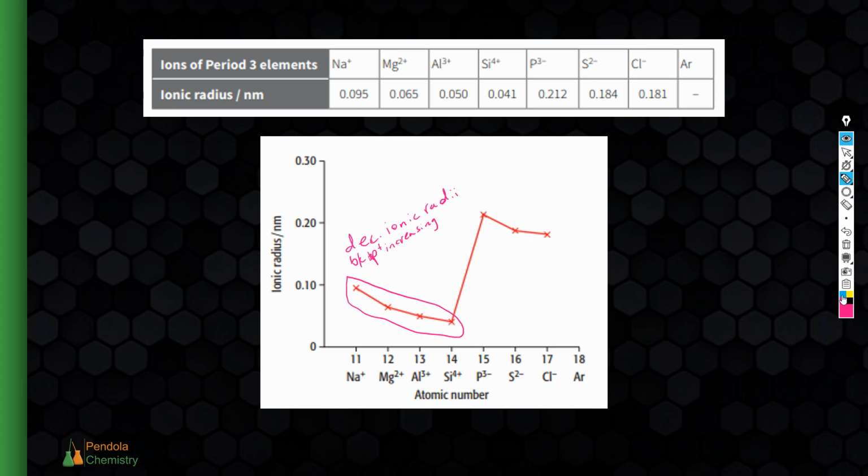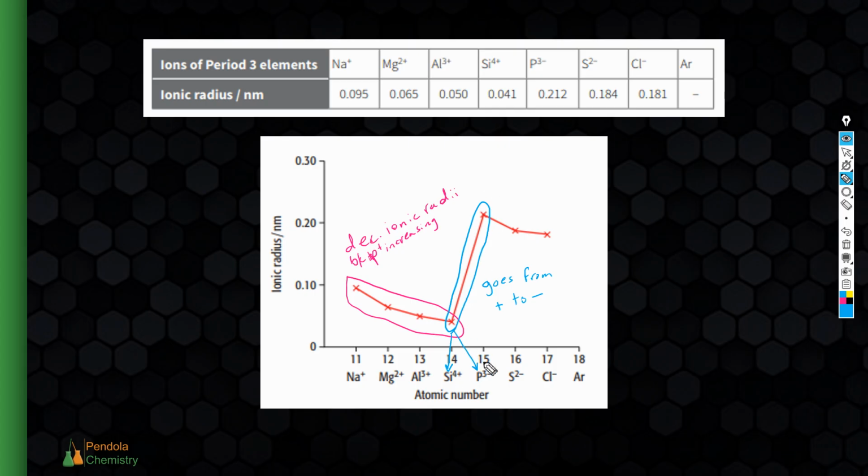However, there is a big jump from silicon to phosphorus. And again, why is there a big jump? Look at phosphorus, look at silicon. We go from positive cations to negative anions. What did we say about cations? They're smaller than the parent. Anions are bigger than the atom. And that's why this jumps, because these are smaller than the parent atom and these are bigger than the parent atom. There's a division between them.